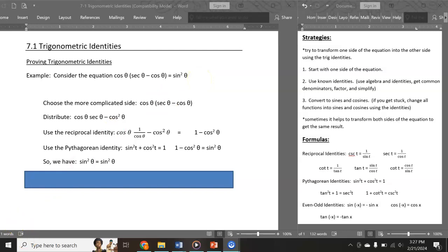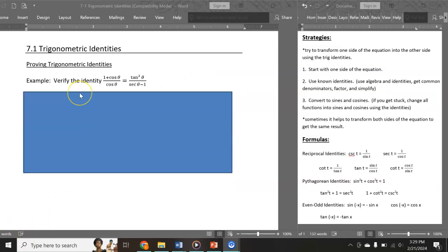So let's look at another example. The next example I picked is this one. It says to verify the identity (1 plus cosine theta) over cosine theta equals tangent squared theta over secant theta. So again, I recommend pausing the video, trying it. Try anything you want to try. Remember, keep that eraser close. I always have a big eraser next to me when I do these, and try it.